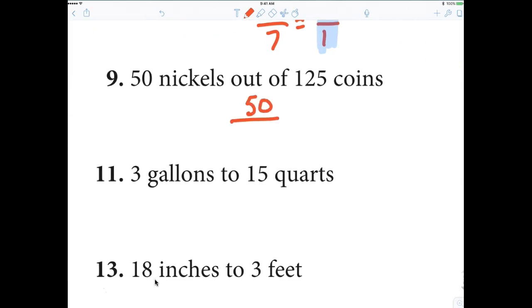Question number 9 is 50 out of 125. Again, you should be able to see that you could divide both of those by 25. Let's think about it in math terms. 2 out of 5. Remember, there are 5 quarters in $1.25. That's how I knew it was divisible by 25.